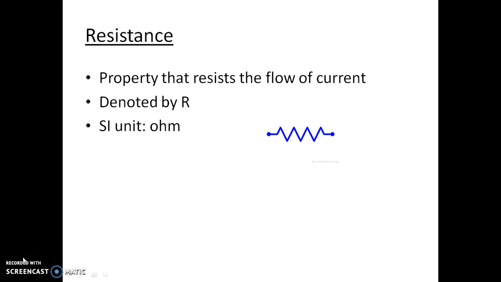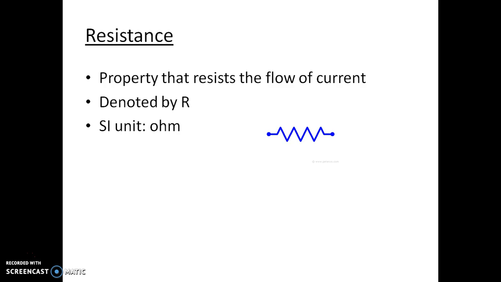So resistance is a property of a conductor to resist the flow of current. To resist means to obstruct the flow of current. Resistance is always denoted by the letter R and the SI unit of resistance is ohm. Here the symbol of a resistor is shown.